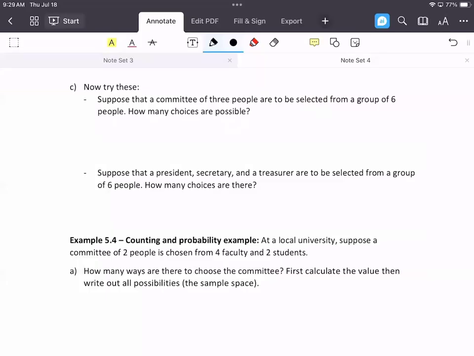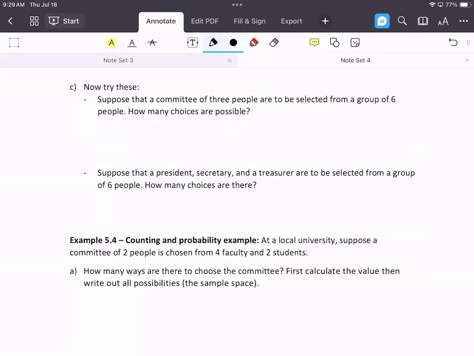Let's do an example looking at combinations and permutations. We're going to try these two short problems. Suppose that a committee of 3 people are to be selected from a group of 6 people. How many choices are possible?